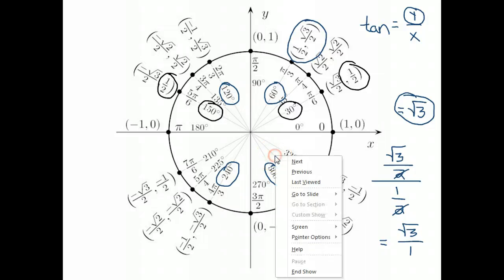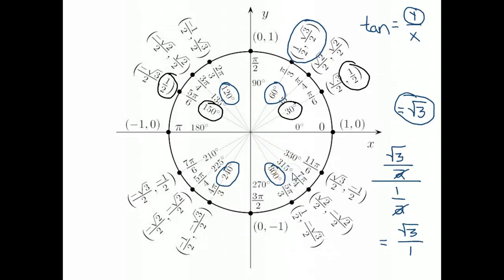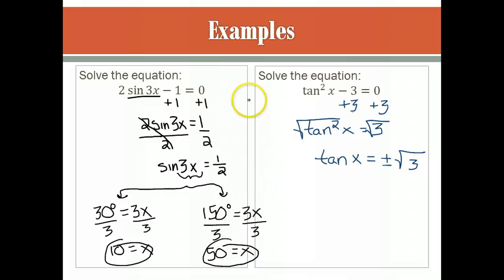So let's go back to our example. I'm going to write those down: 60, 120, 240, and 300. That's all the values where the tangent of that angle gives us plus or minus root 3.